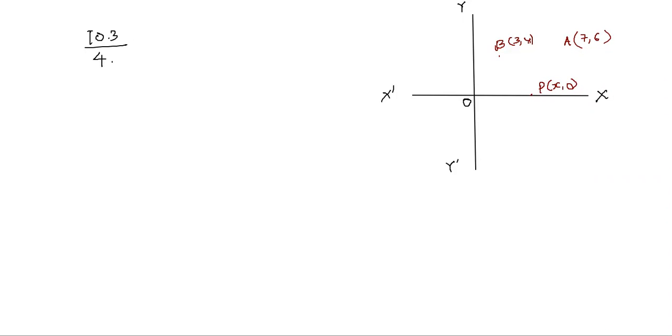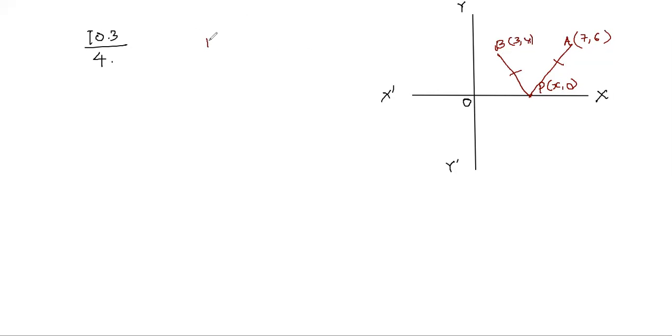Then 10.3, question number 4. Find a point on the x-axis which is equidistant from the points 7, 6 and 3, 4. So let this be the x-axis and y-axis. P is a point on the x-axis, x0, any point on the x-axis is x0, because on the x-axis the y coordinate is 0. And A is at an equal distance from P. P to A distance, this distance is equidistant because in the question it is given this is equal to this. So these two distances are equal. Find the value of x. Find the point, that means x.